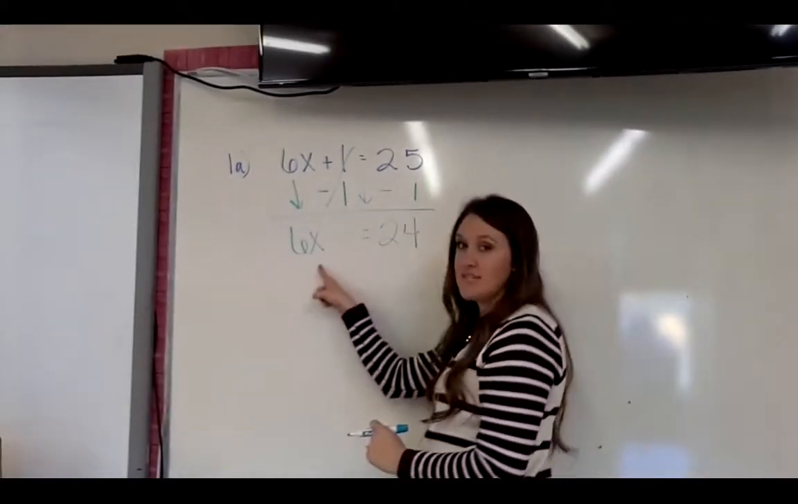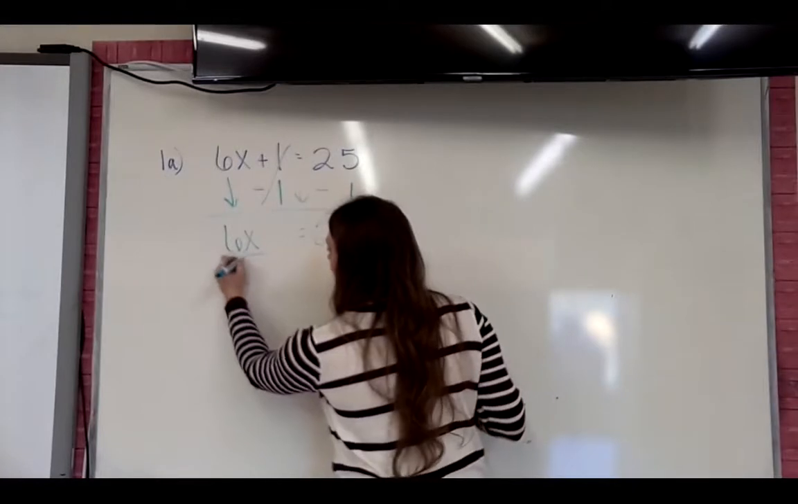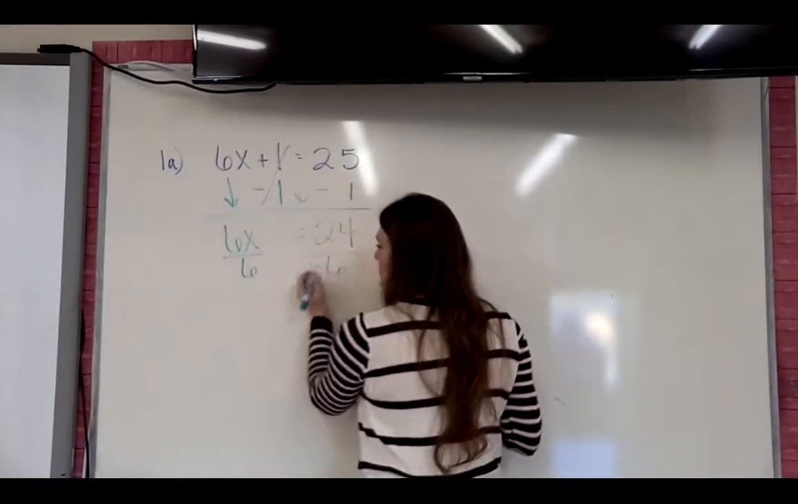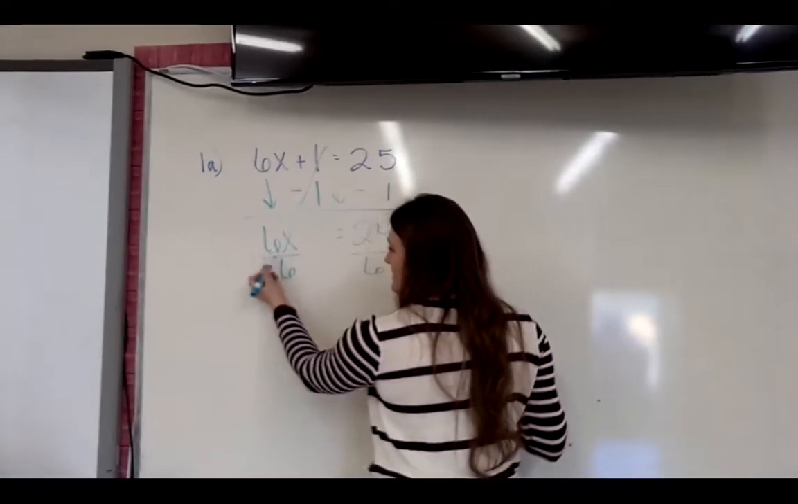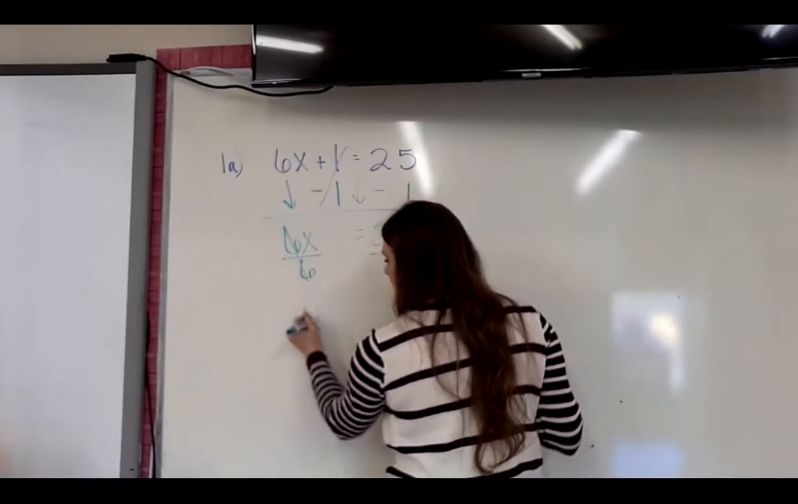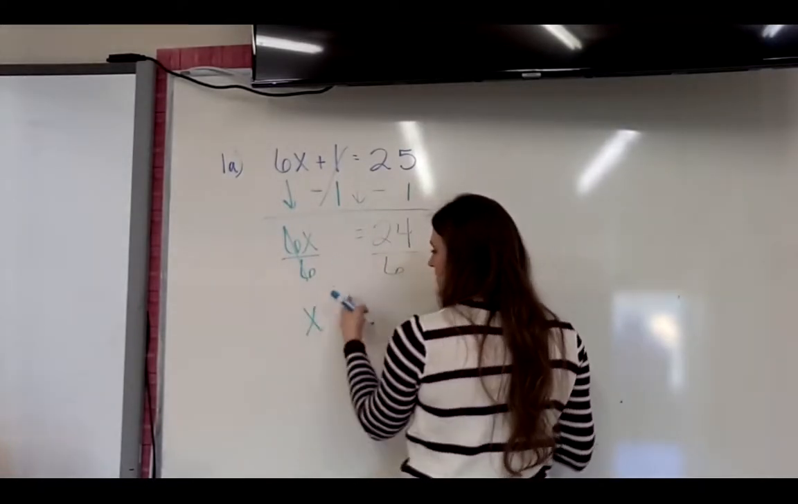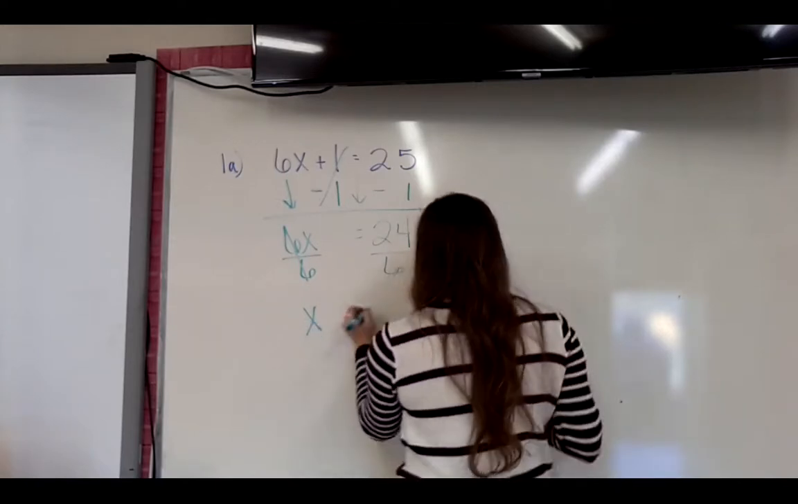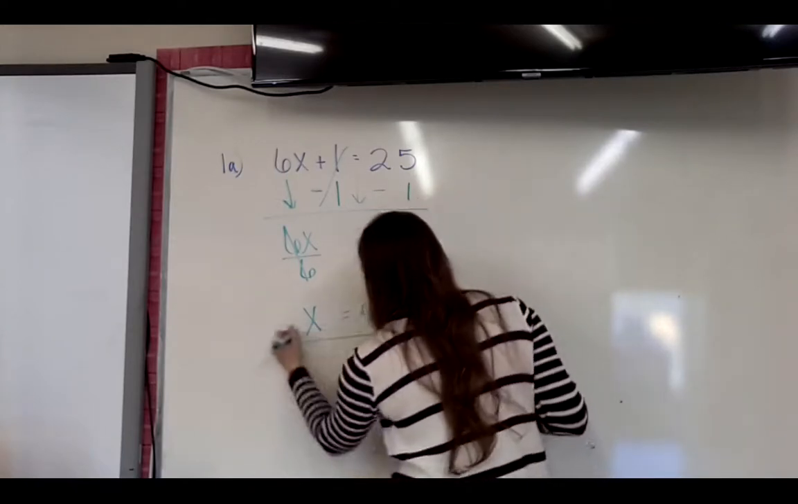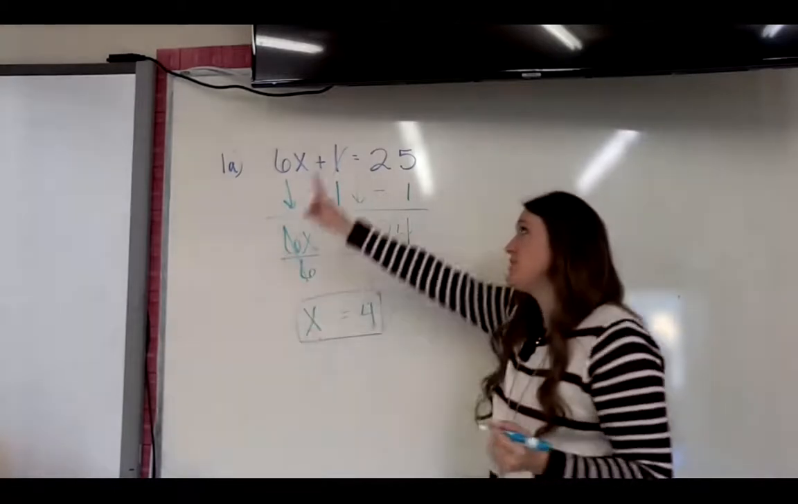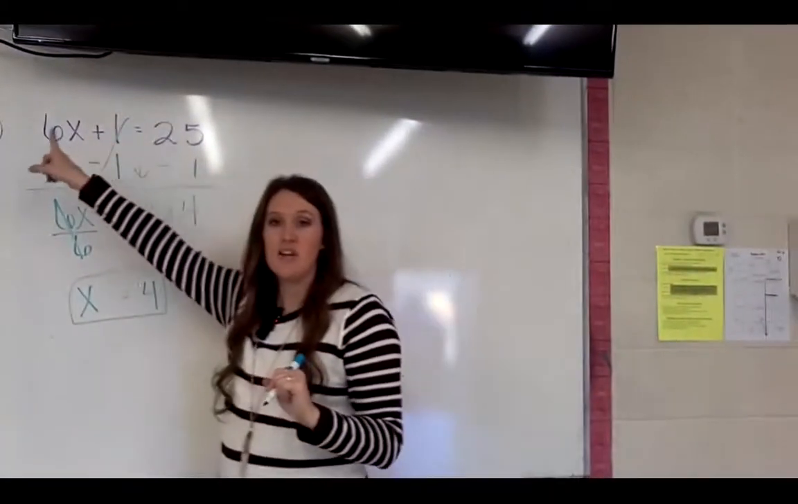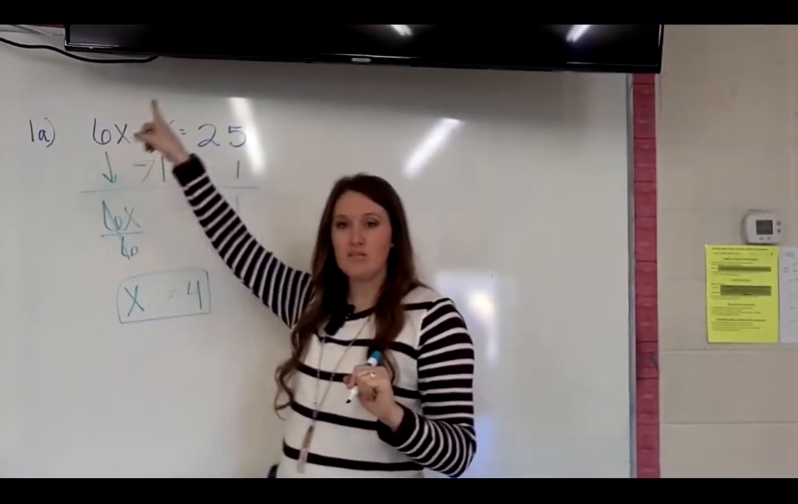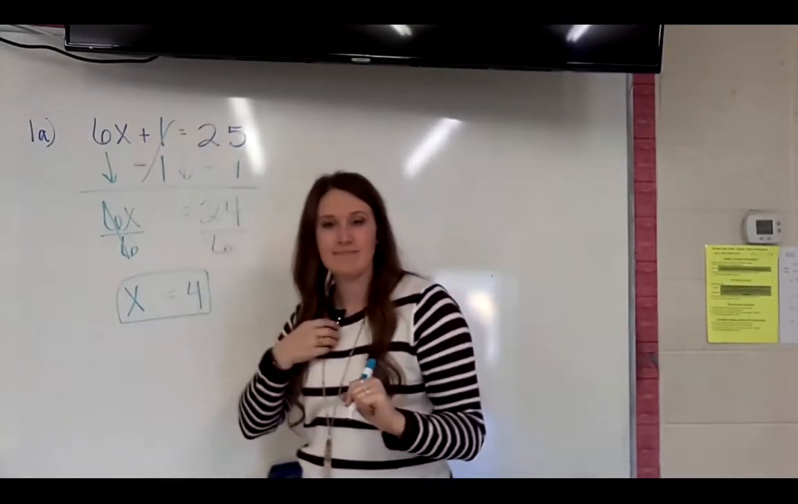Okay, to get rid of this 6, we're going to divide because it's being multiplied. We do it on both sides of the equal sign. 6 divided by 6 is 1x, which is what we want. The equal sign comes down, and then I have 24 divided by 6, which is 4. So x equals 4. You can always plug it back into the original to check yourself. 6 times 4 is 24, plus 1 is 25.